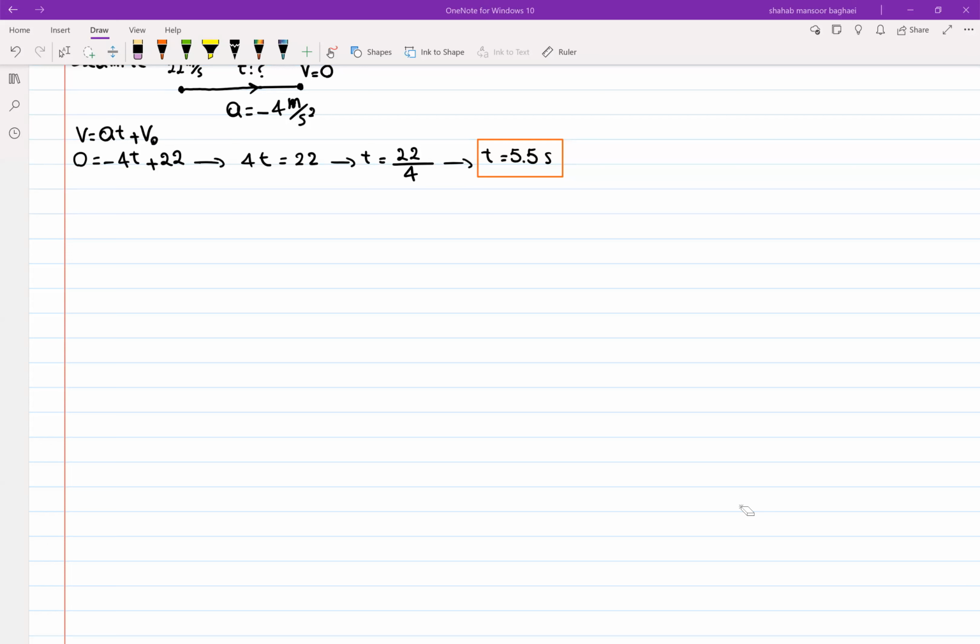Okay, I proved the equation of velocity for accelerated motion. Okay, I would like to switch to mathematics to discuss the velocity equation. We call this equation V equal to AT plus V0.